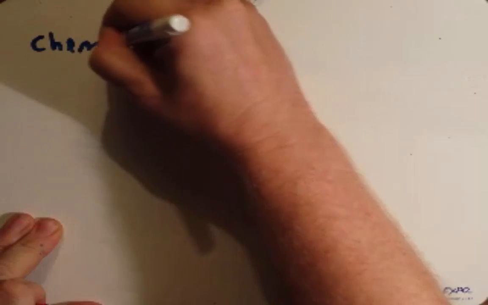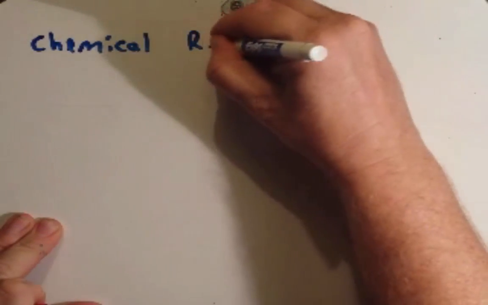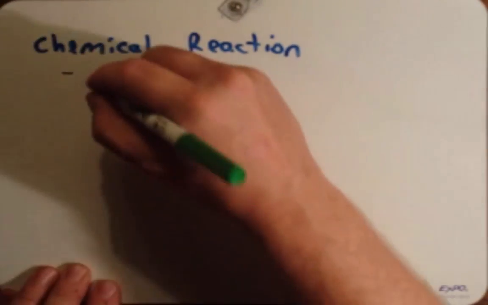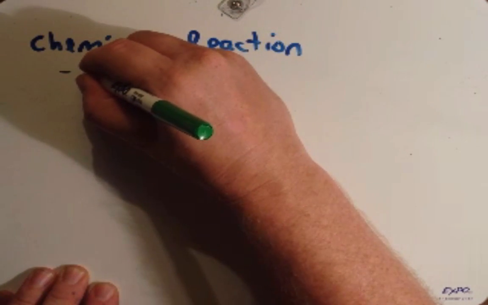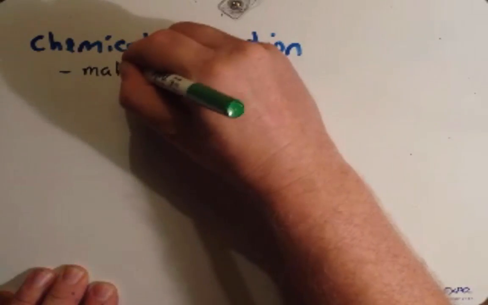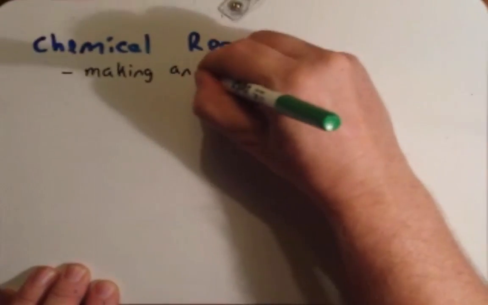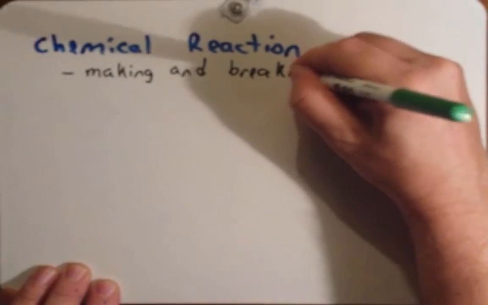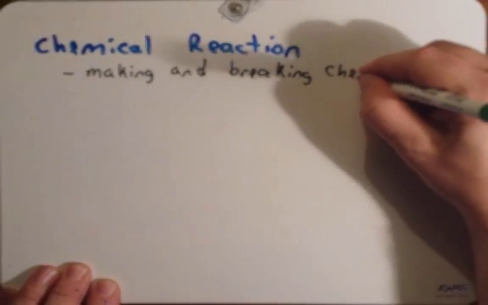Now that we've talked about these different bonds, let's talk about some of the basic nomenclature associated with chemical reactions. First, let's say what a chemical reaction is. We can define this fairly simply by saying a chemical reaction is the process of making and breaking chemical bonds.